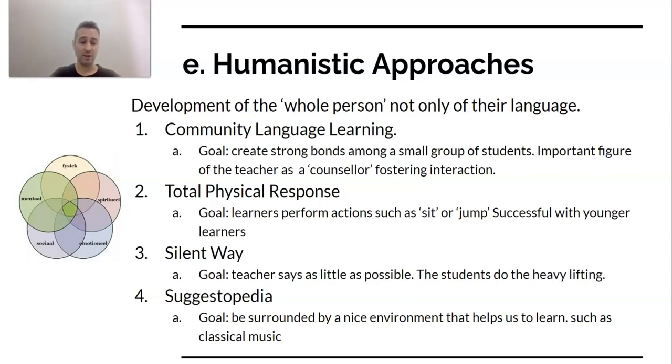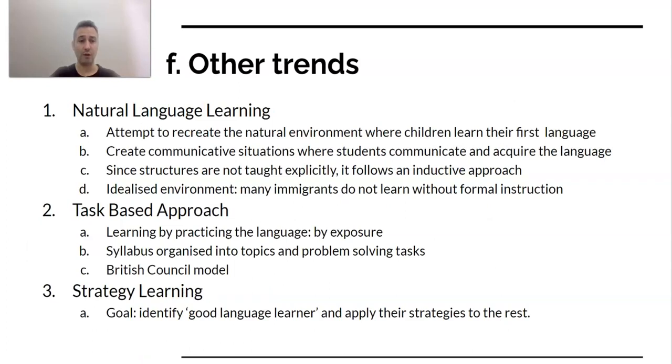Finally, Suggestopedia is a theory that is based on the importance of the environment that might or might not help us to learn, such as playing classical music. Other trends are natural language learning, which attempts to recreate the natural environment where children learn their first language. However, it has been idealized because there are many immigrants who do not learn without formal instruction.